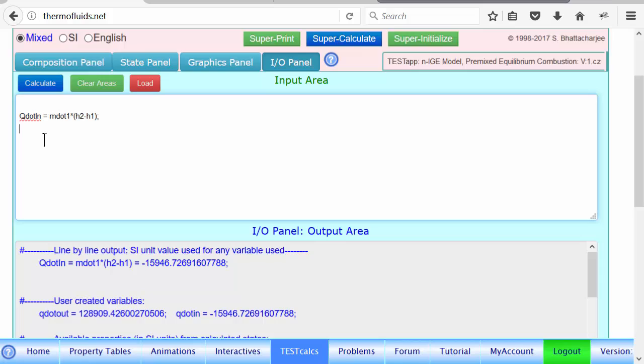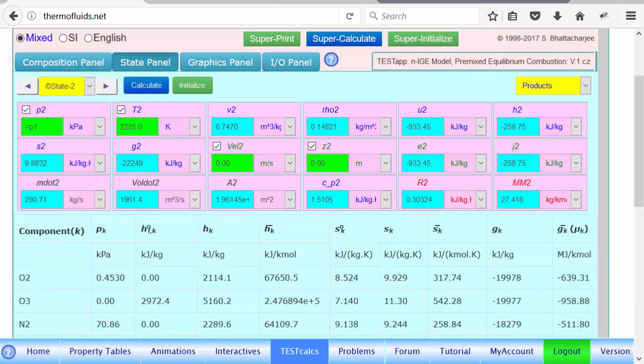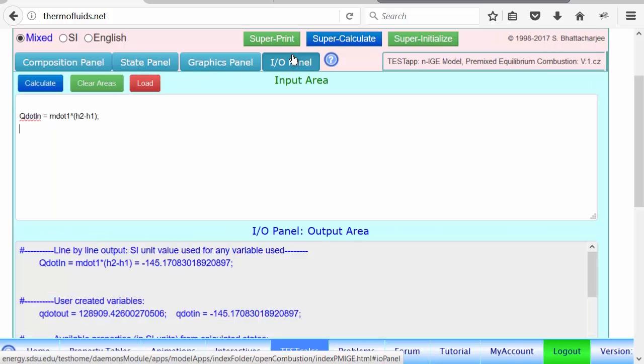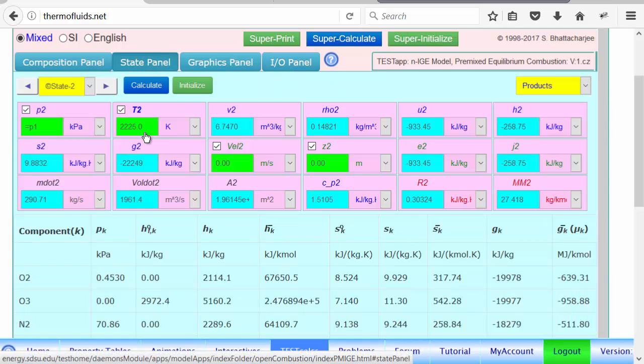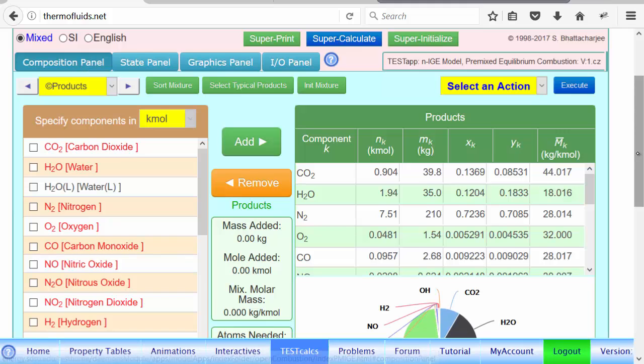If we continue further refining our guess, we'll see that around a temperature of 2225 Kelvin, when you calculate, this quantity is really small. Q dot is negative 145, which is nothing in percent terms compared to how much heat transfer was going on when you first guessed 2000 Kelvin. So this is pretty close. The adiabatic equilibrium flame temperature is 2225 Kelvin, and the composition in the composition panel is shown.